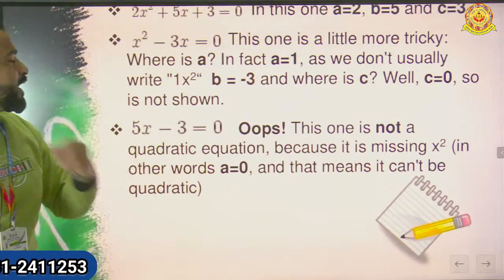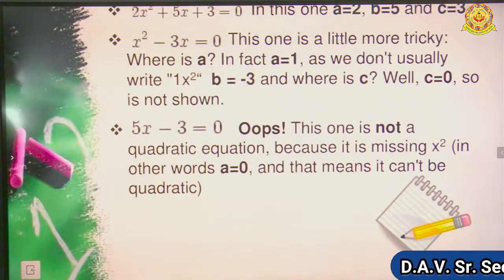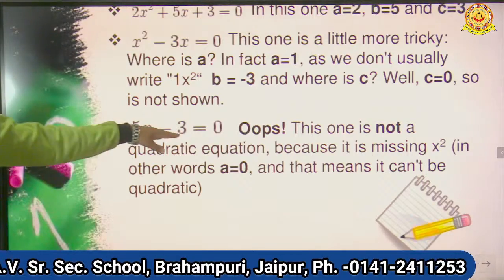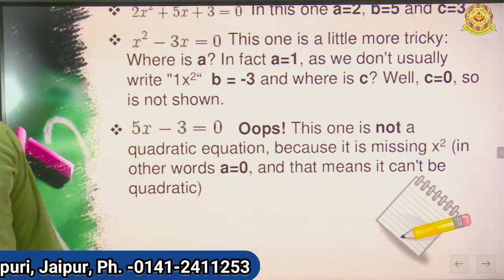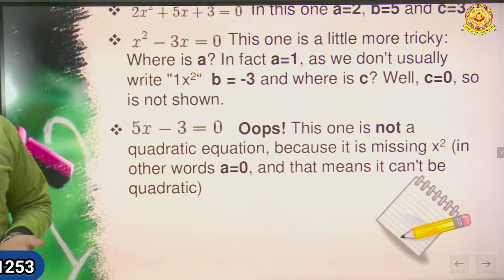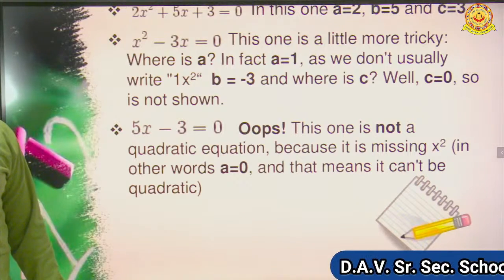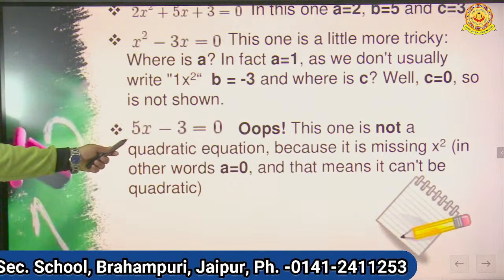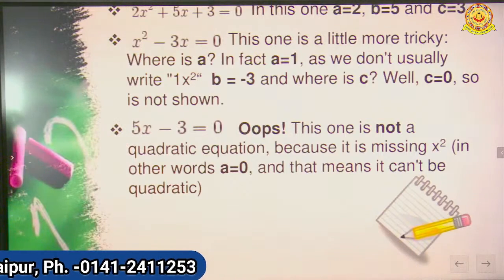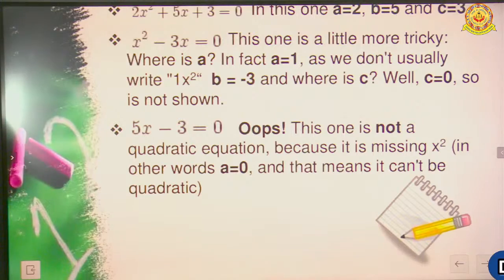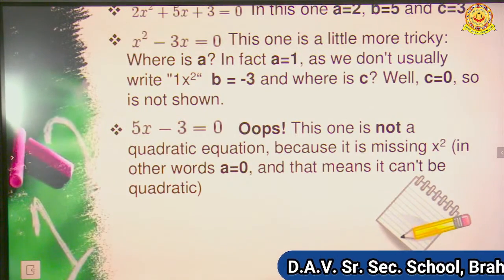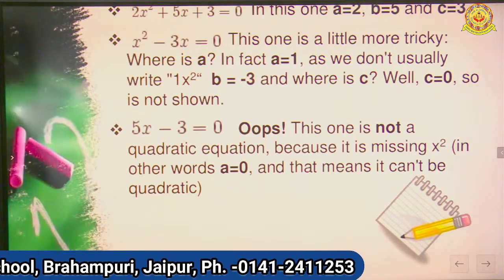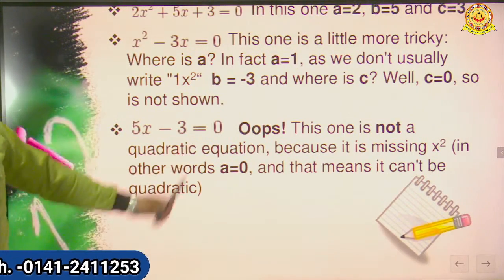So 5x minus 3 equals 0. This one is not a quadratic equation. Can anybody tell me why it is not a quadratic equation? Because a equals 0. The most important answer is a equals 0 in that condition, because we cannot see x square here. When a equals 0, x square should not be present, because 0 multiplied by x square is 0. That's why a equals 0 in that situation.